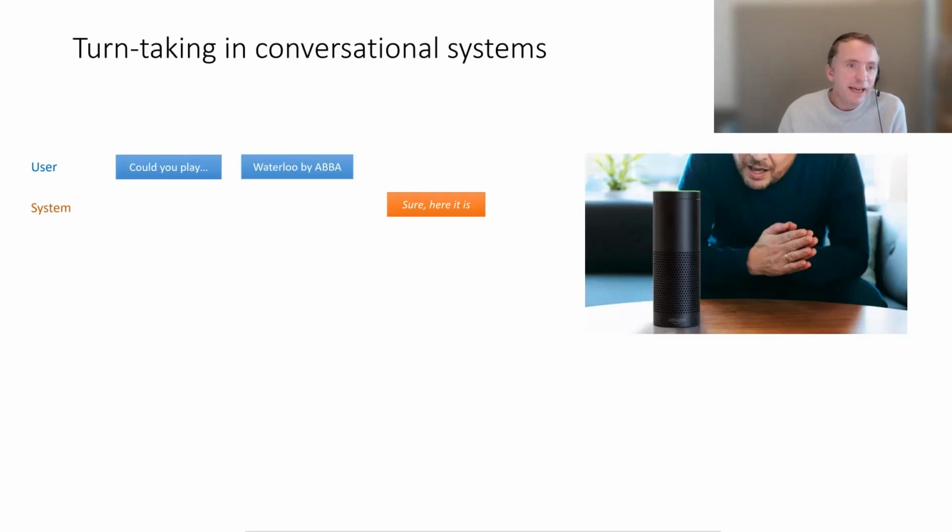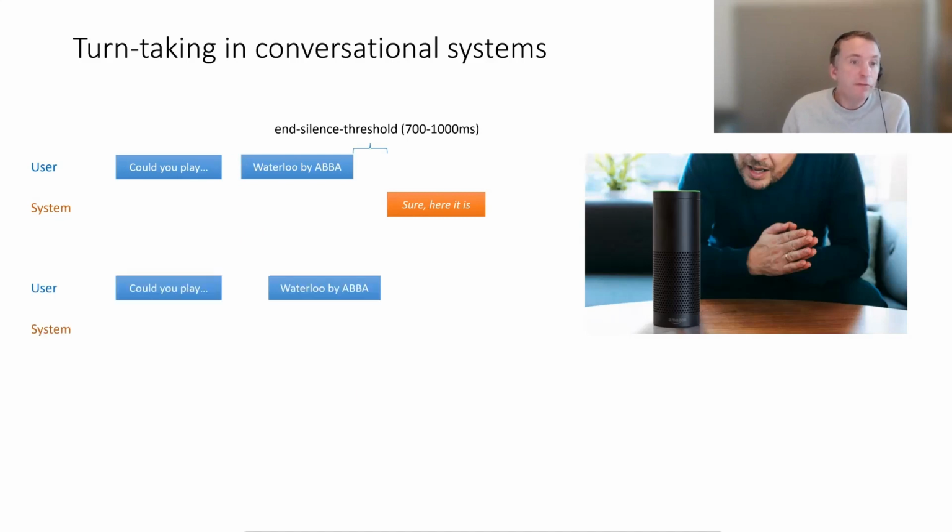I have at least. So one example is if you want to ask your smart speaker to play some music, you might say, could you play Waterloo by ABBA? And the system might respond, sure, here it is. And the way this works is that the system uses a silence threshold to decide that your turn has ended. So it might be about 1 second of silence or so. And in this specific case, it actually works because I do make a pause here, but the pause is quite short. So that's okay. But what if the pause is longer?